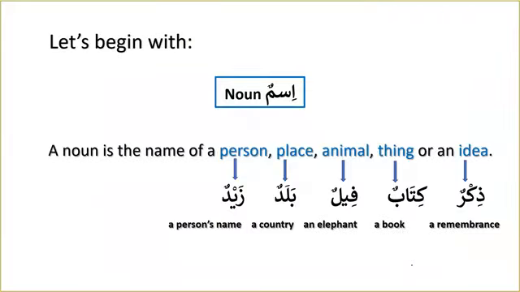So let's begin with the noun. So what is noun? It is called ismun. And noun is basically the name of a person, like Zaidun, place, like Baladun, a country, animal like Filun, an elephant, thing, like kitabun, a book, or an idea, dhikrun, a remembrance. So basically, noun is the name of a person, place, animal, thing, or idea. As you can see the examples over here.